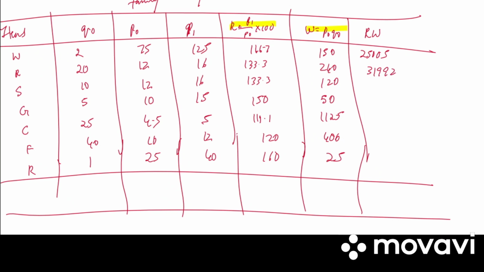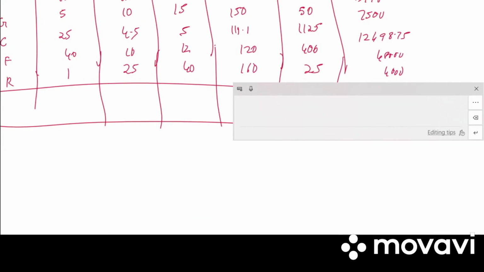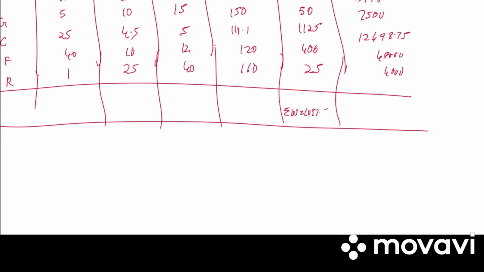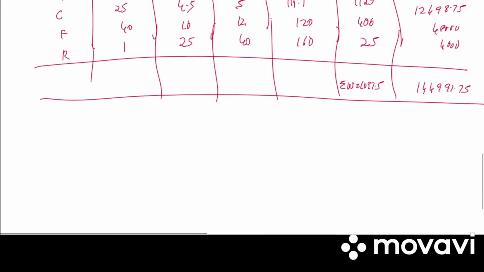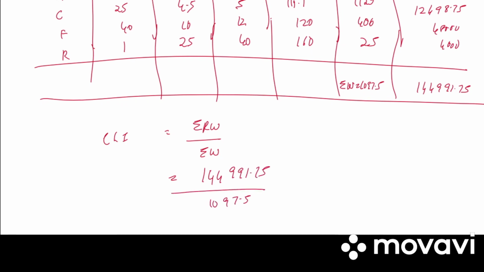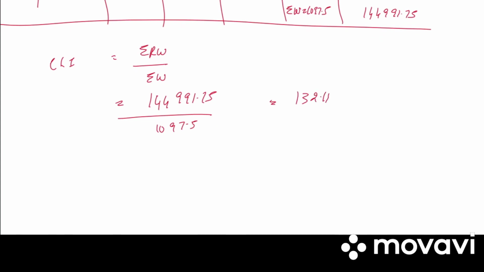Next we have R into W: 25,005, 31,992, 15,996, 7,500, 12,498.75, 48,000 and 4,000. So summation W is 1097.5 and summation RW is 1,44,991.75. So cost of living index number is equal to summation RW divided by summation W. 1,44,991.75 divided by 1097.5. It is 132.11. Clear?